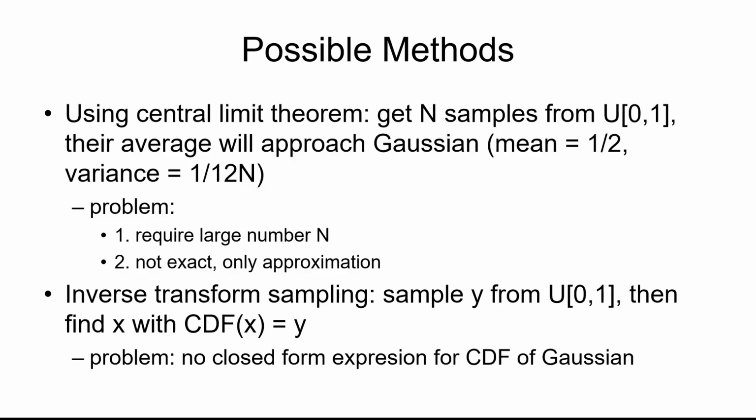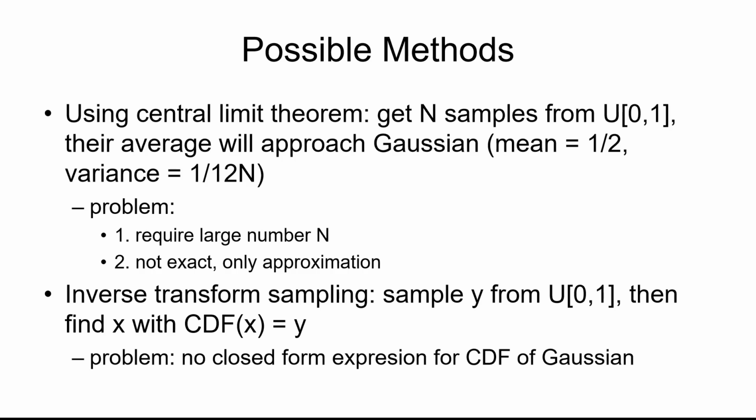It's just only approximation. So central limit theorem says that only when n approaches infinity, this average will approach Gaussian. If we pick a relatively smaller n, for example, if we pick n equal to 10, that may not be enough to get a good approximation of the Gaussian distribution. So that's just approximation, not exact.